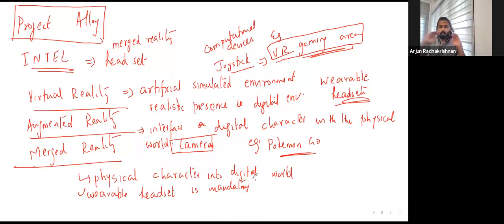Suppose I am inside a room, I see a door, I go and open the door, and it gets opened. Then I enter a room and I see a switch. I press the switch, and the light will come. So I am a physical character doing things inside a digital world. It is called merged reality.